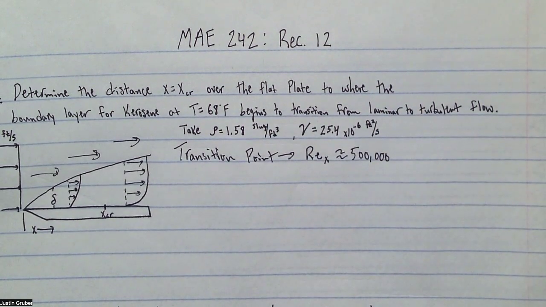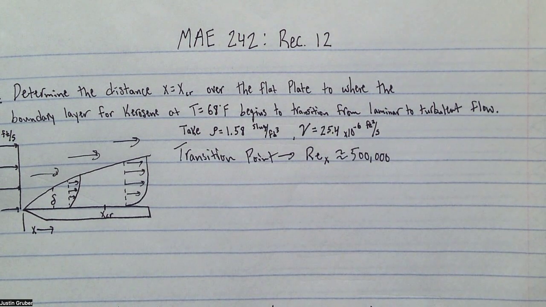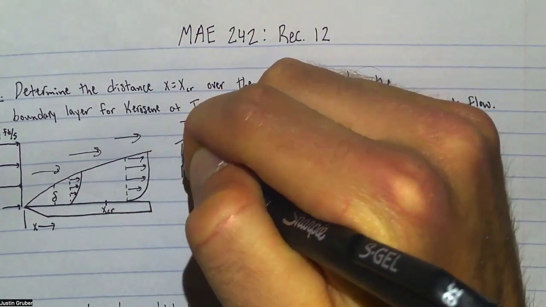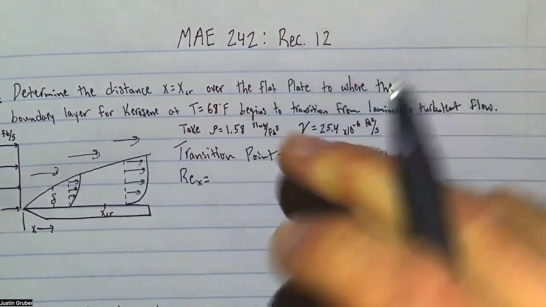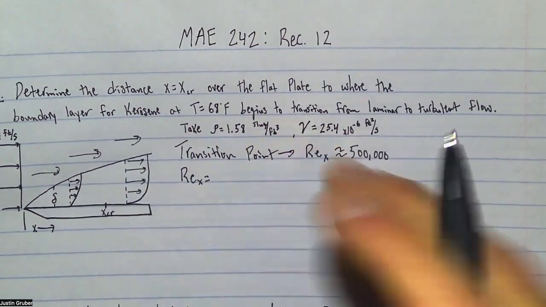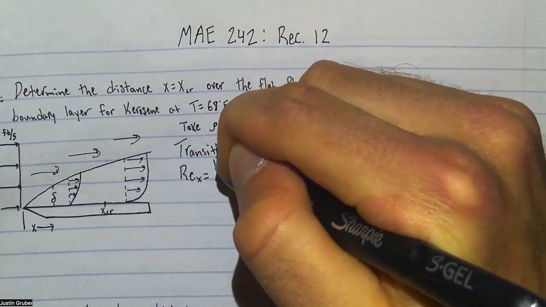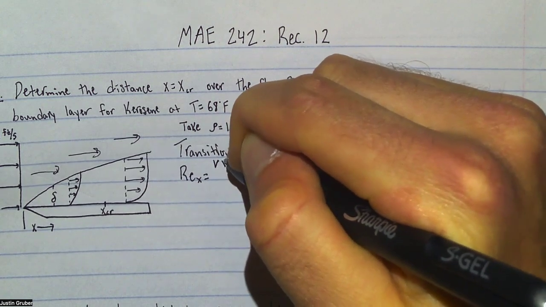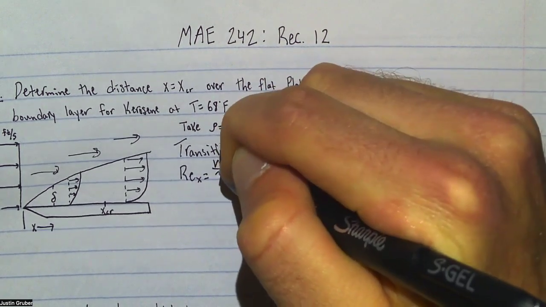Right? So this is pretty easy. We know how to calculate Reynolds number, right? A Reynolds number with respect to X. It's just in this form, right? We're going to use kinematic viscosity because that's easier. It's your velocity times whatever your X location is divided by nu.